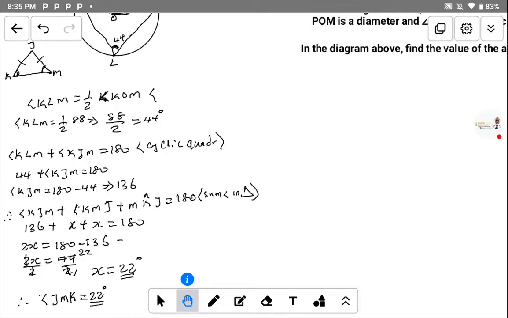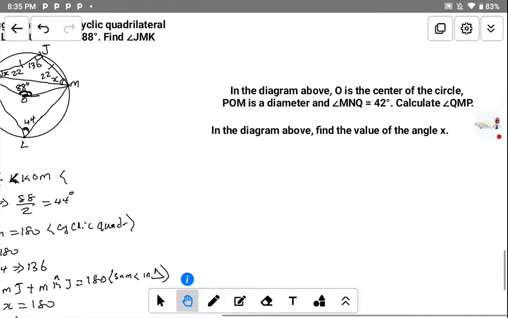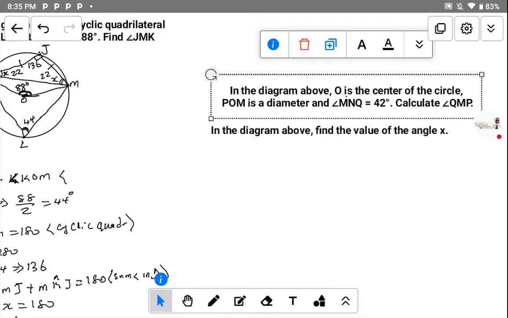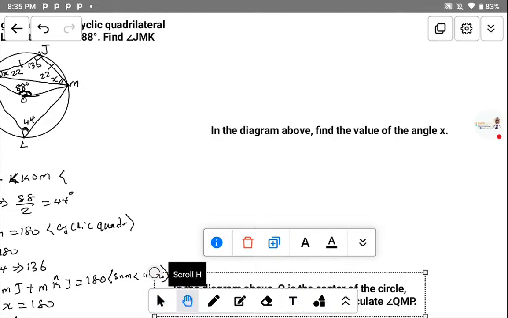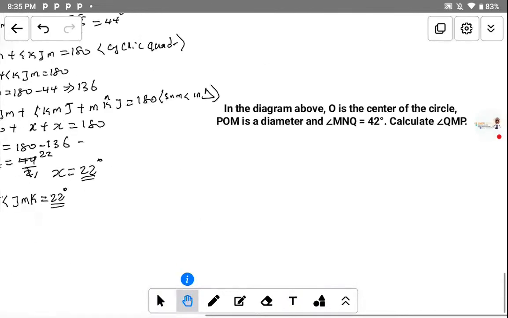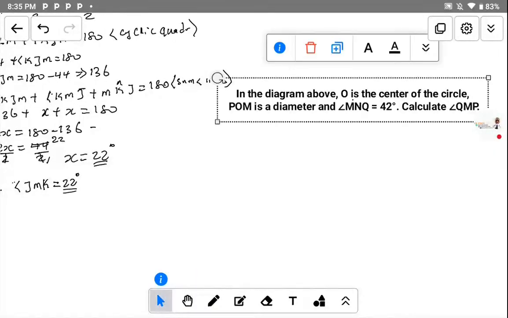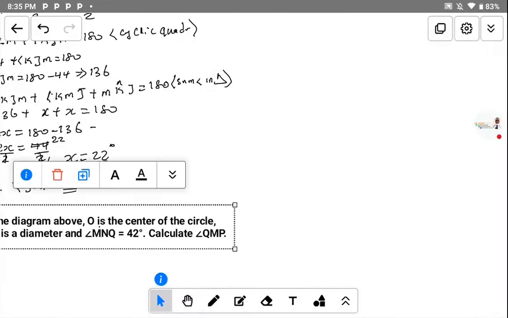Let's do the next question I have on the list. So this will be the next question. Let me break it down. I'm trying to bring the question down so we can solve it together.